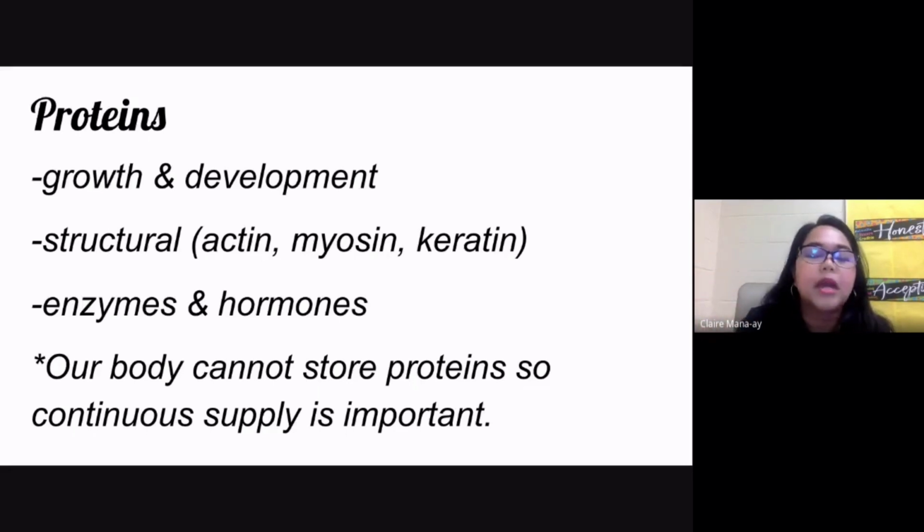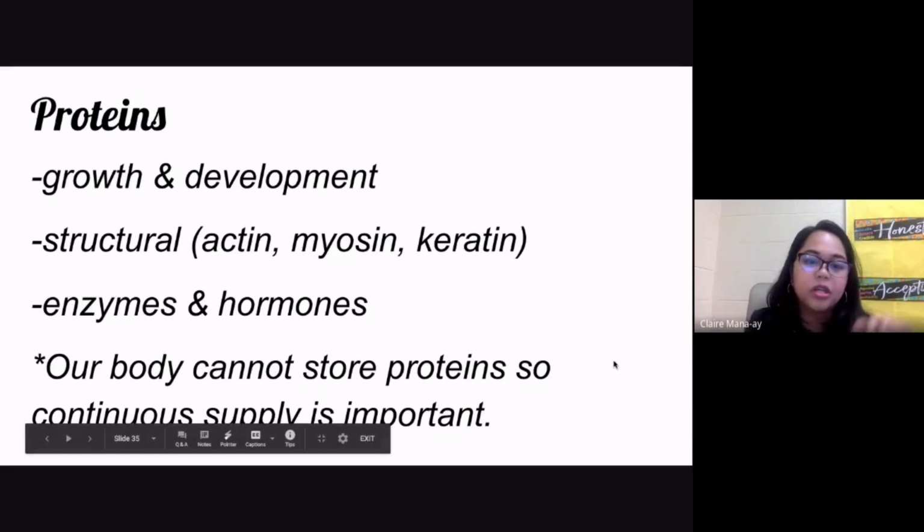That would make your muscles work. That's actin and myosin. Keratin here, this is a structural protein that you find in your skin, and also, of course, primarily in our hair. Okay, so that's keratin. You may hear this term or see this term in shampoos. Now, of course, enzymes and hormones are also proteins. Again, as I mentioned, our body cannot store proteins, so continuous supply is very important.